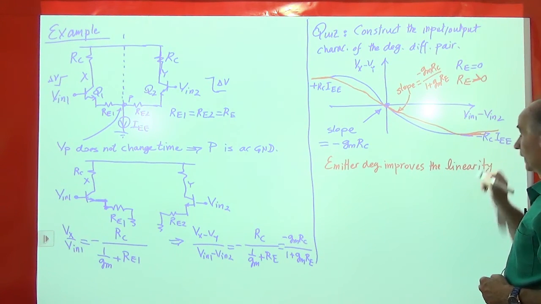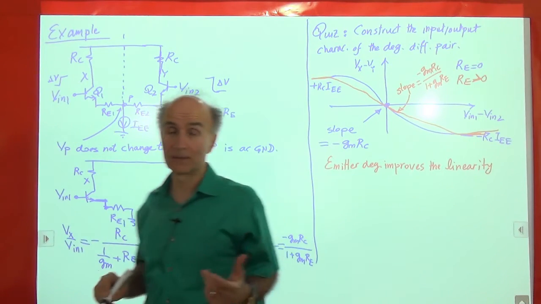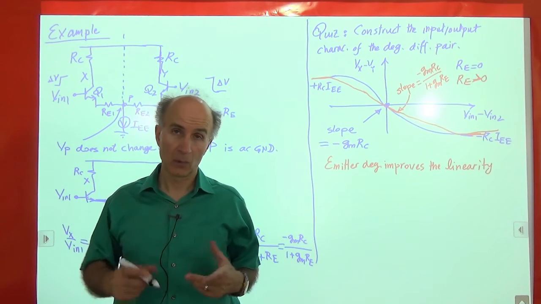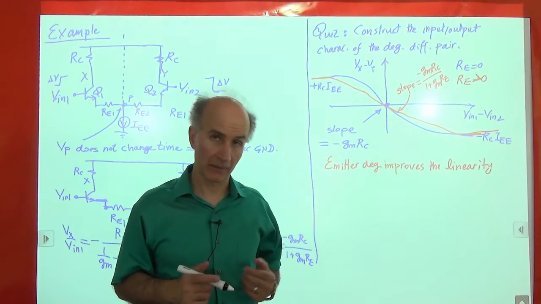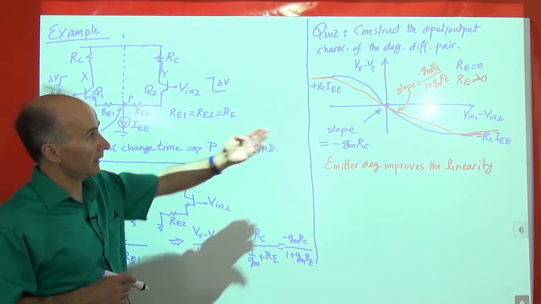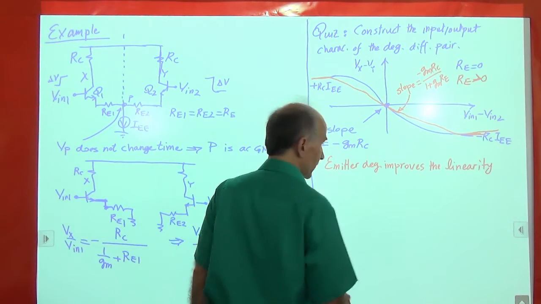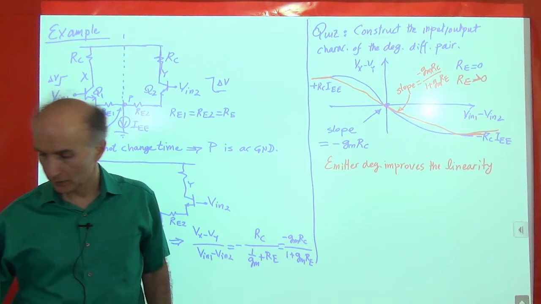And this is a critical aspect of degeneration that we use extensively in circuit design when we want to improve the linearity of a stage. All right, so that's something that came out of this very simple observation. All right, let's look at another example.